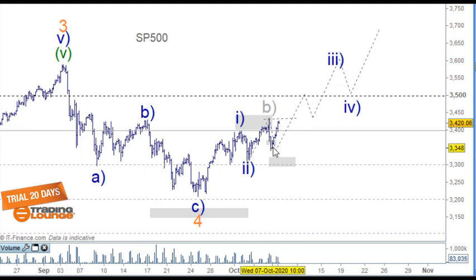This move up here appears to be impulsive, so that's good news. So we're highly likely on the right track with this bullish trend to the upside here.